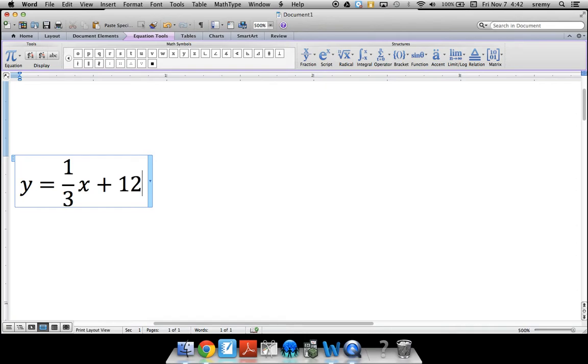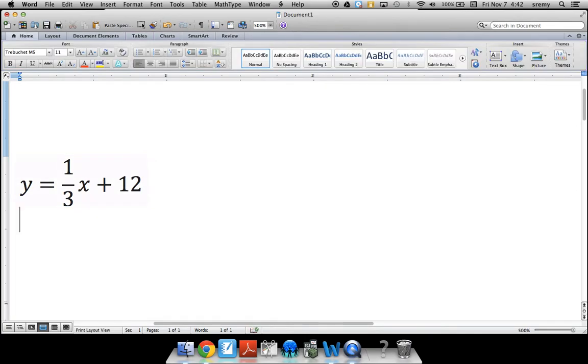If you want to type an equation underneath it, just hit enter or return, and then you can put your new equation there.